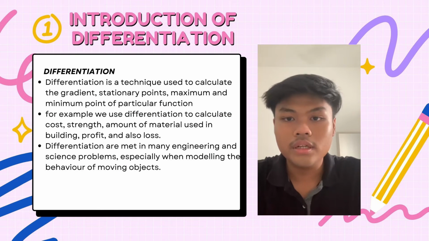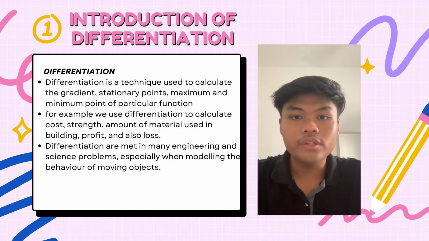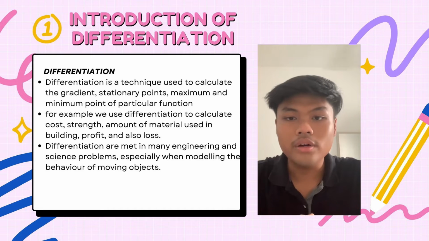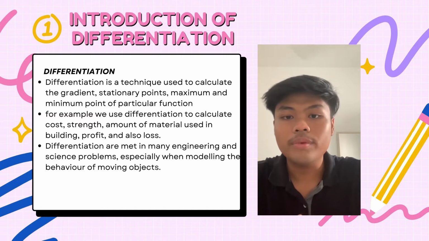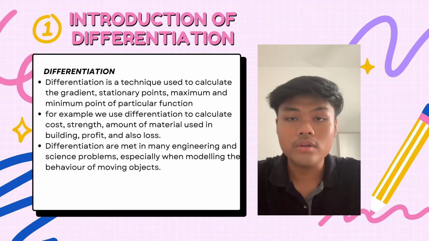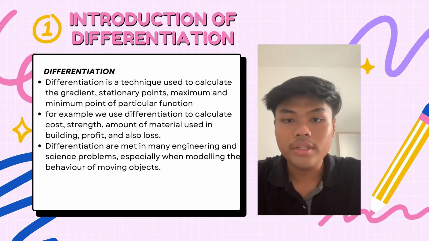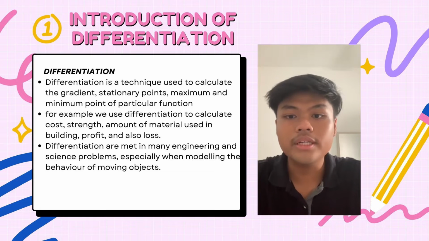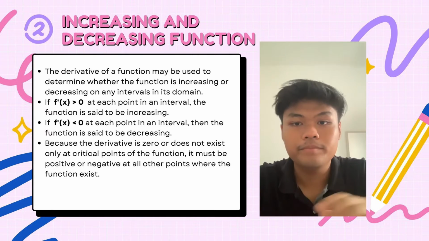Differentiation is a technique used to calculate the gradient, turning point, maximum and minimum point of a particular function. For example, we use differentiation to calculate cost, strength, amount of material used in building, profit and also loss. Differentiation is used in many engineering and science problems, especially when modeling the behavior of moving objects.